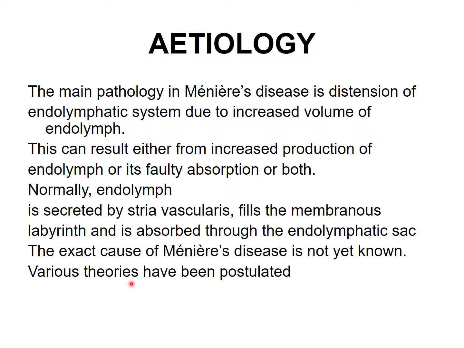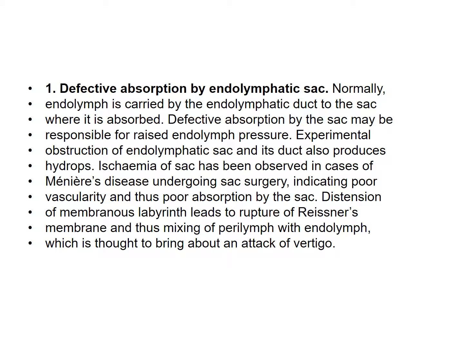The exact cause of Meniere's disease is not known. Various theories have been postulated. Defective absorption by the endolymphatic sac. Normally, endolymph is carried by the endolymphatic duct to the sac where it is absorbed. Defective absorption by the sac may be responsible for raised endolymph pressure.